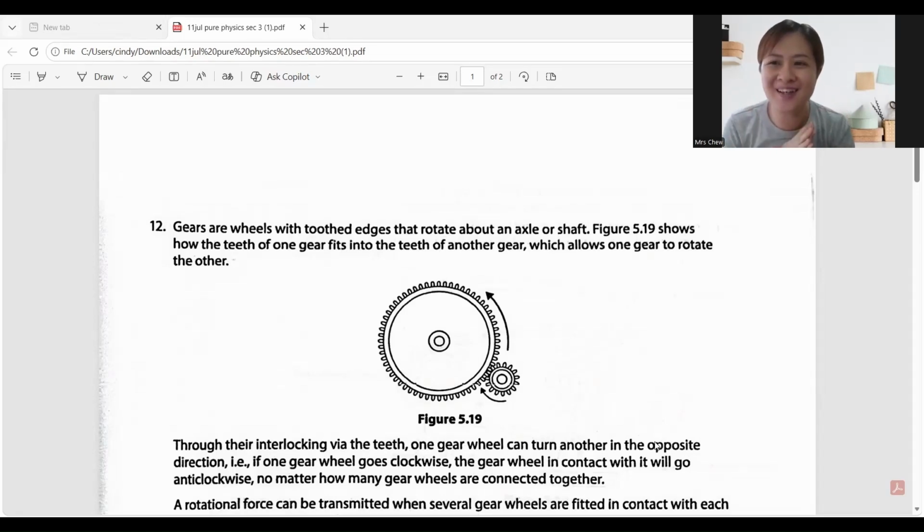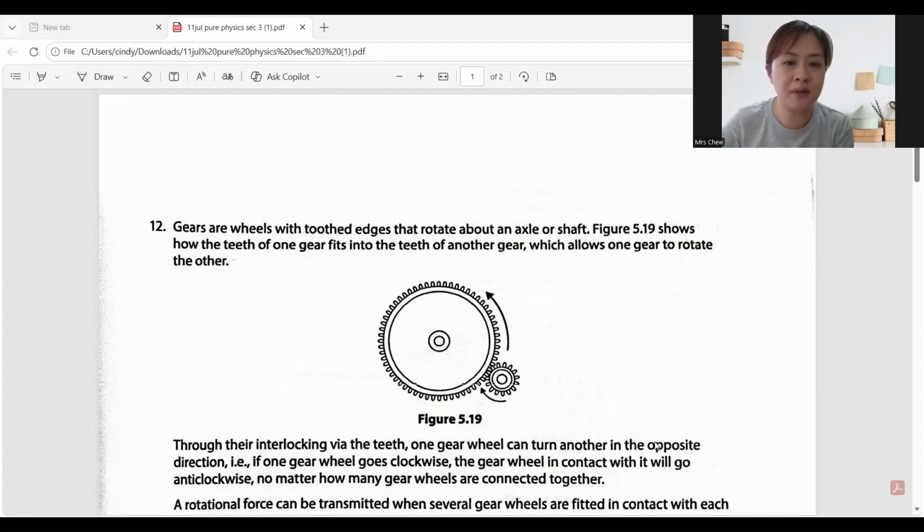Hi students, today we are doing more questions on moments and on pressure. So for moments, I'd like to go through this type of question which involves gears. Quite commonly seen in exams. So let's go. Questions are quite long.